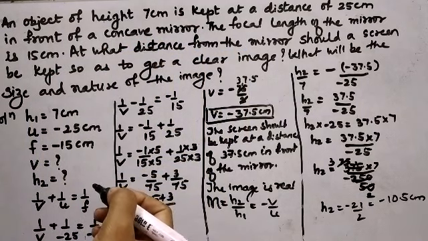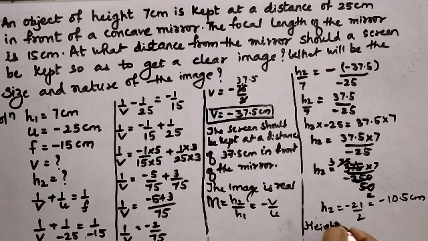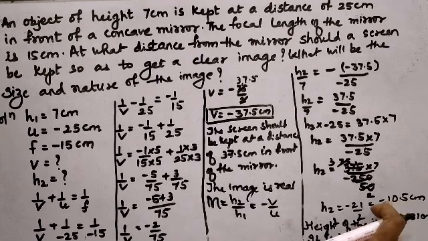Negative value of the height of the image indicates that the image is an inverted image. So height of the image is 10.5 centimeters. The image is inverted. And why inverted? Because the value is negative.